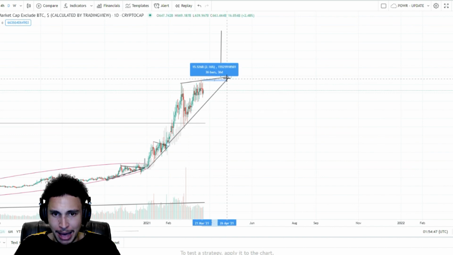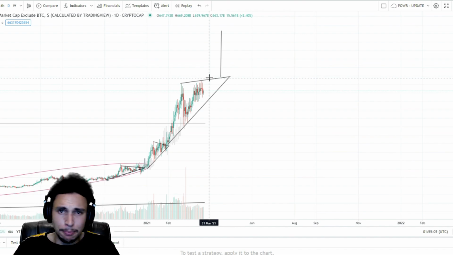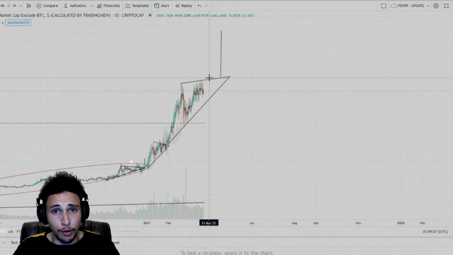And it looks like we have about 1 month until this one resolves. And somewhere between mid to late April, I'm expecting a rather large move on the altcoin market cap.